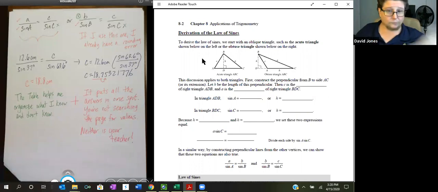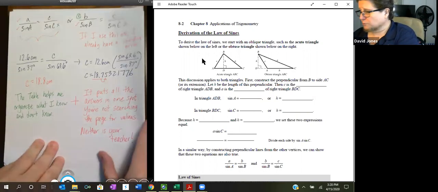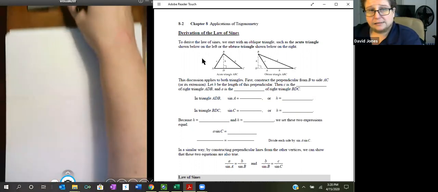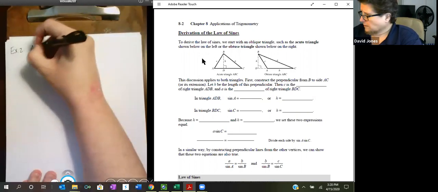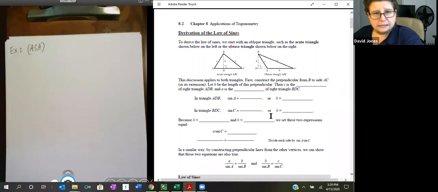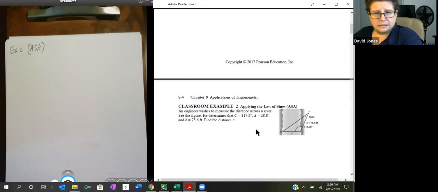Ready for another? Okay. Example 2, this will be an angle side angle. And am I pulling it from here? I think I am. I buried it. Yeah, I changed it up a little bit.